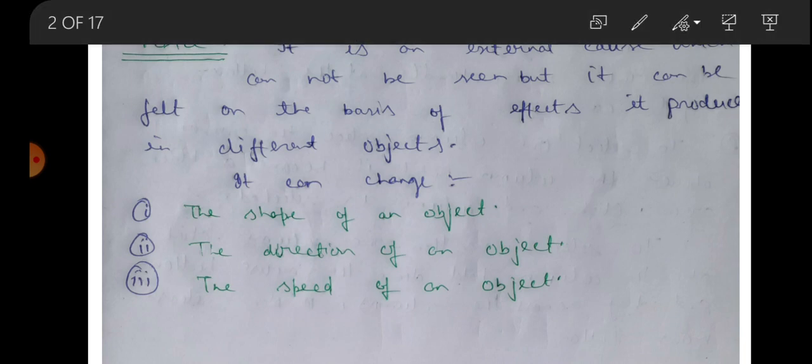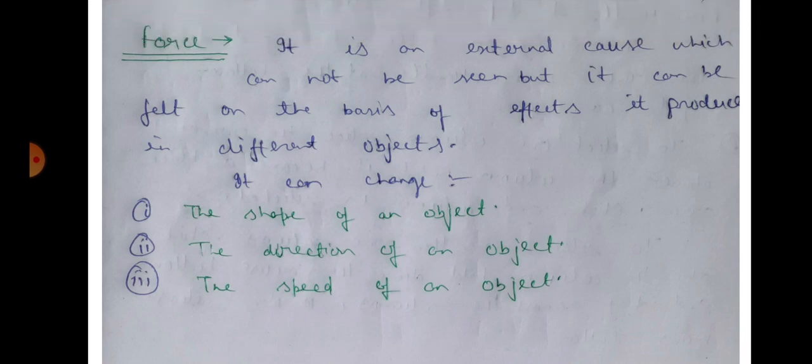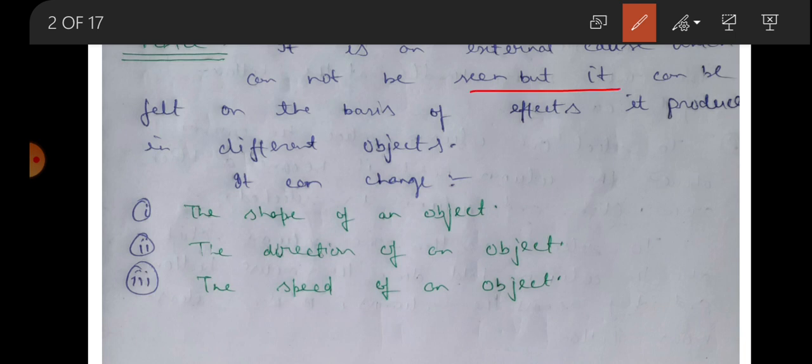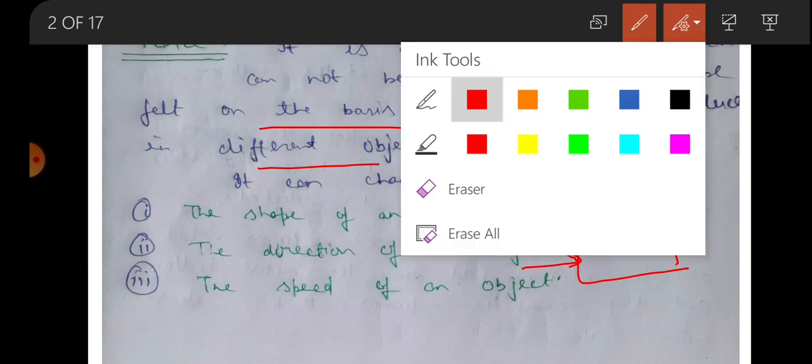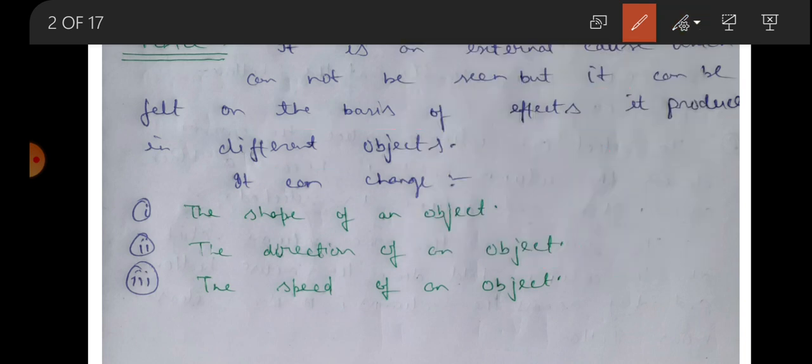Our first topic is force. Force is an external cause which cannot be seen but it can be felt on the basis of the effect it produces on different objects. Like you have a paper over there. Now if I apply a force, its shape will be changed. Force cannot be seen but it can be felt, just because it is folding this paper, or changing its shape. This is how we can experience the force.